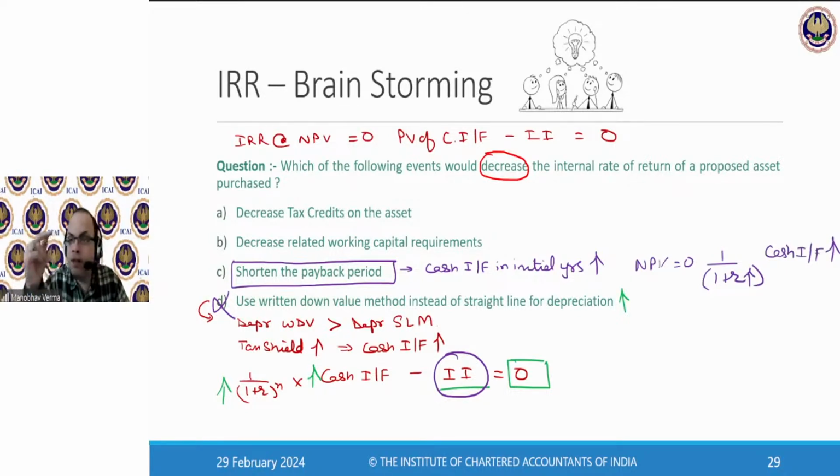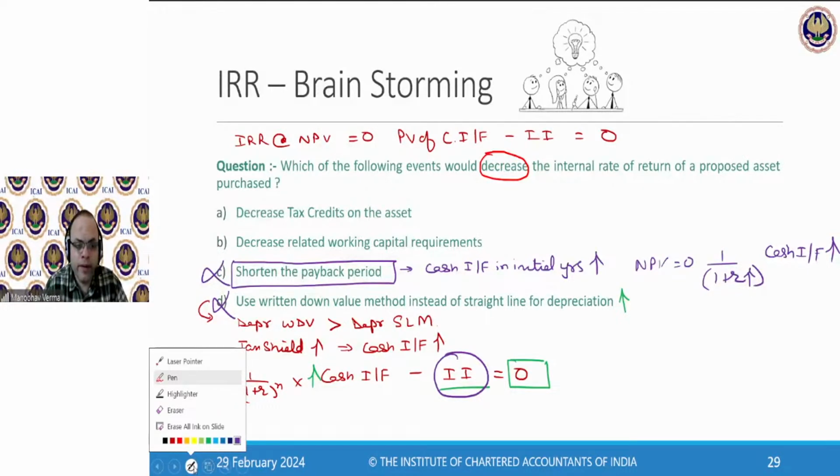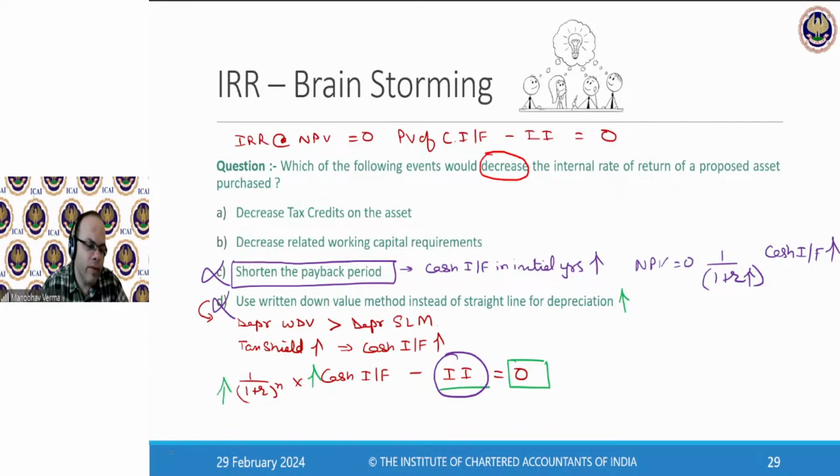So the same reason for D and C. If D cannot be right, even C cannot be right, guys. D and C both cannot be right answers. I hope everyone is with me on this while we are discussing. Okay.